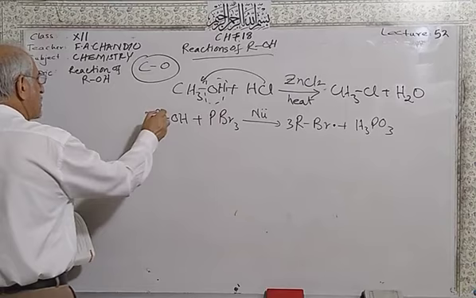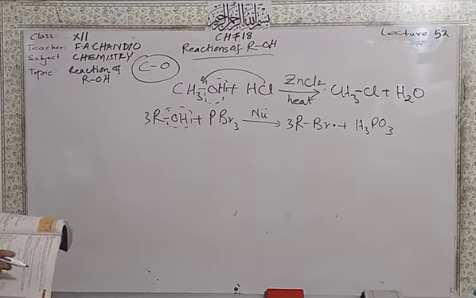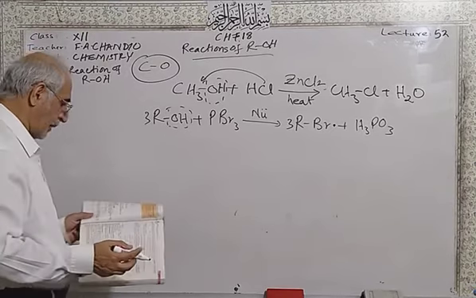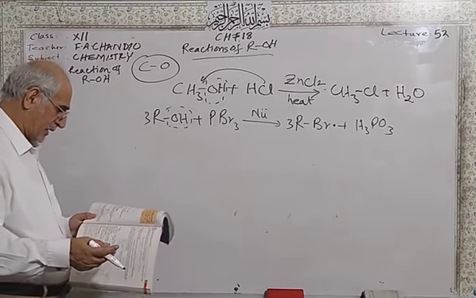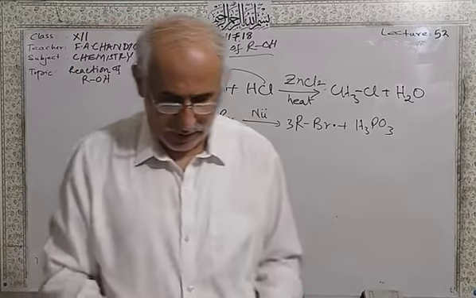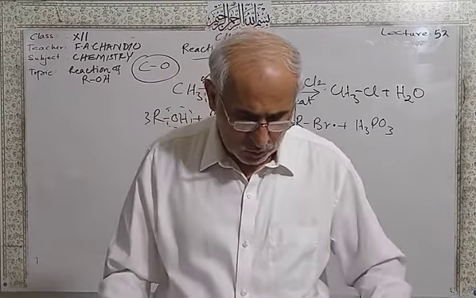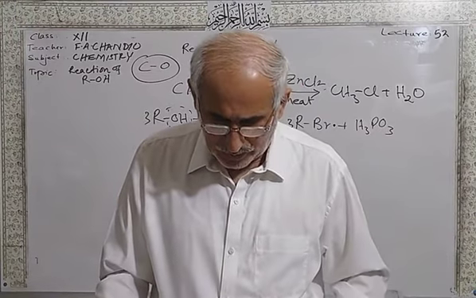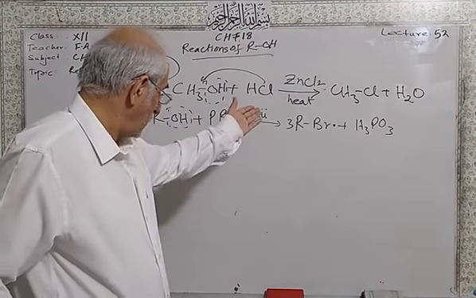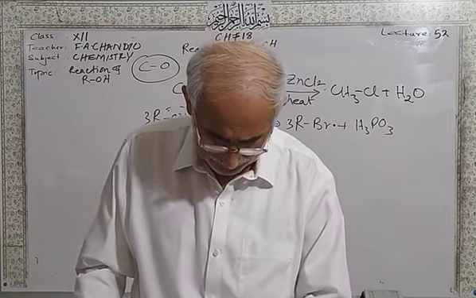So again, this bond is going to be broken down here. This is another reaction to break the bond. You can also use phosphorus triiodide in this case. So these are reactions in which the OH group is going to be displaced, and you will see that in the presence of a nucleophile.